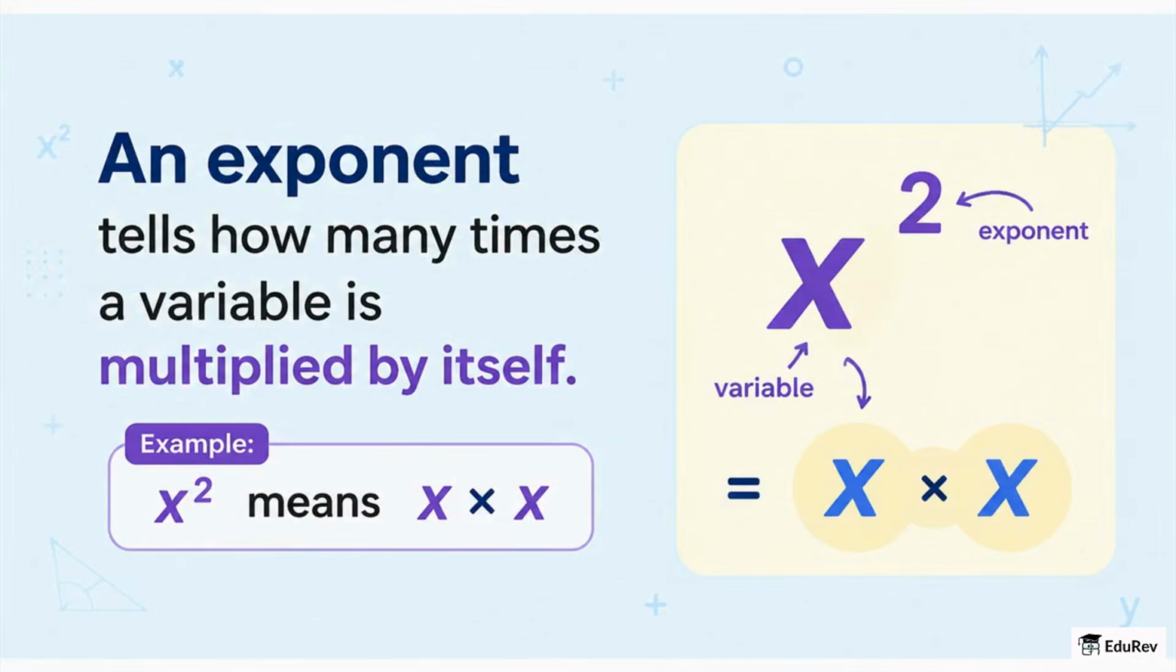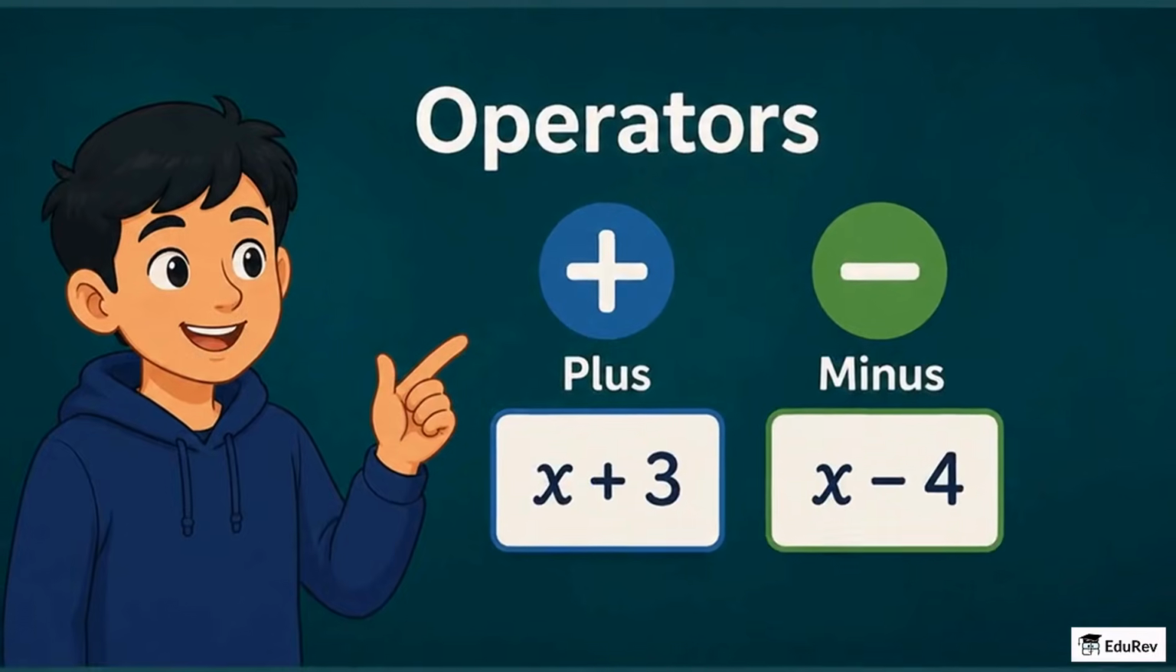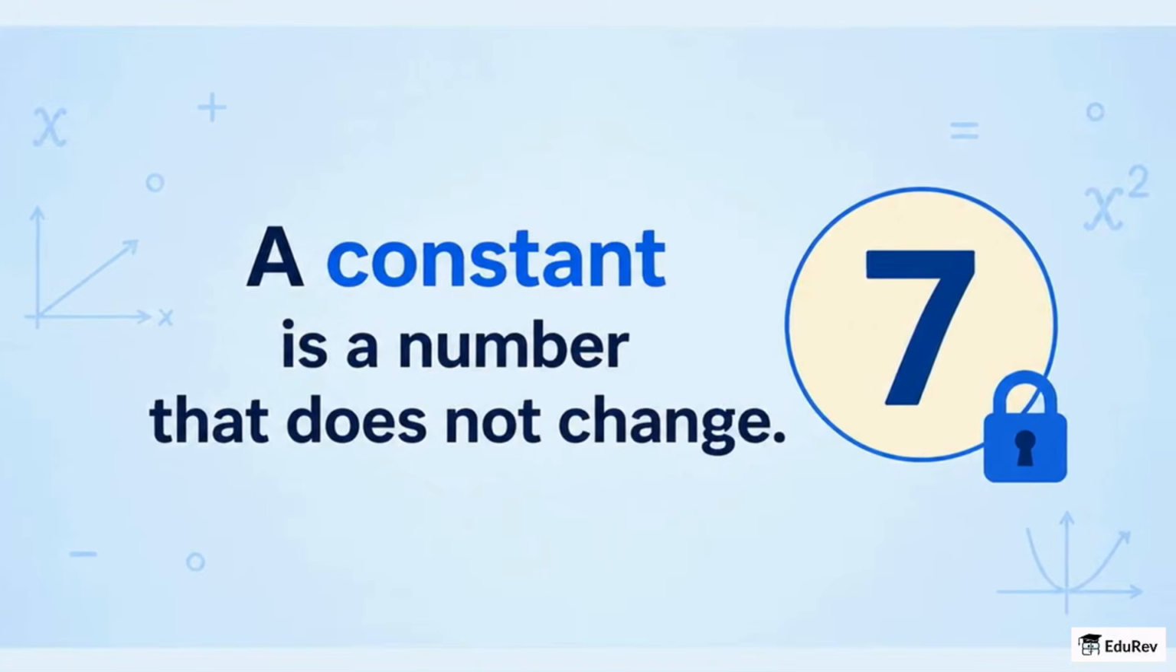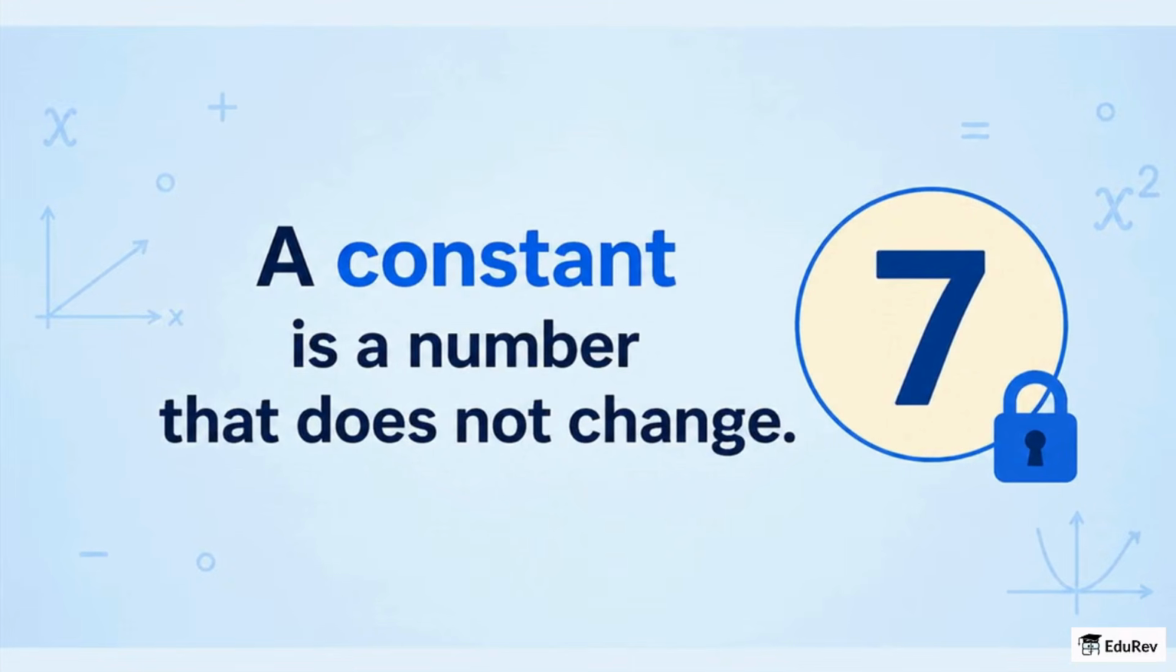An exponent tells how many times a variable is multiplied by itself. For example, x squared means x times x. An operator shows the operation, like plus or minus. A constant is a number that does not change, like 7.